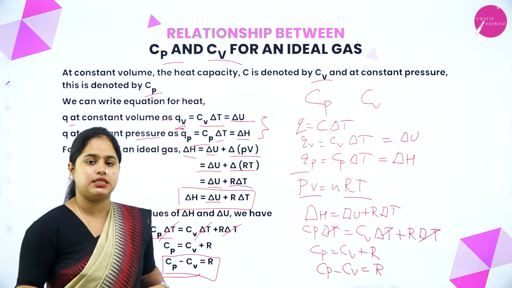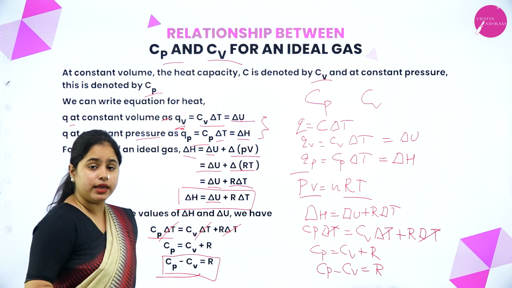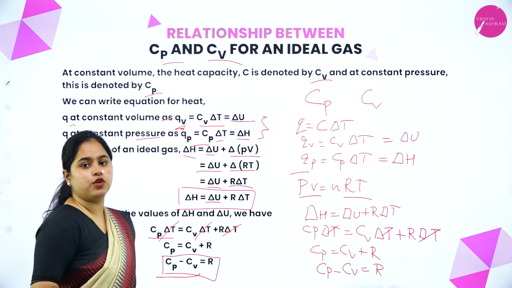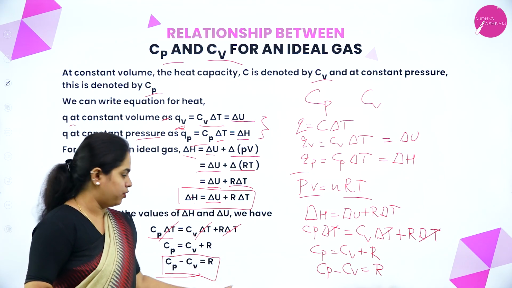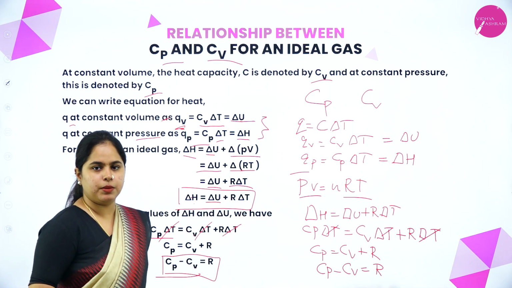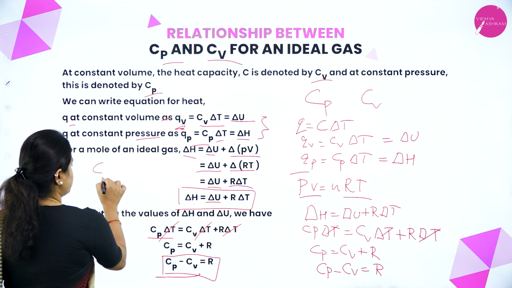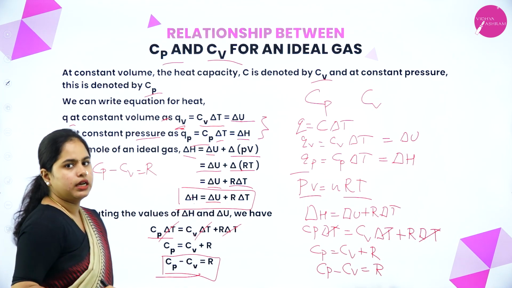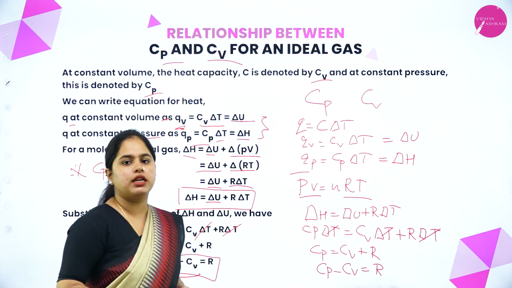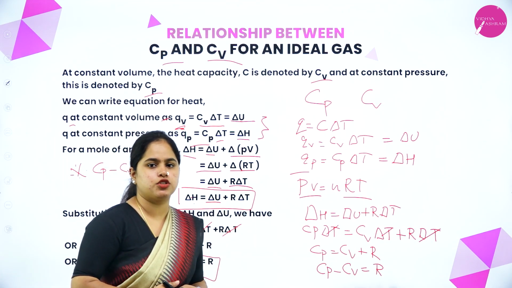That is, the heat capacity at constant pressure and constant volume. The difference of that will give you the ideal gas constant. So, the difference between Cp and Cv will give you the gas constant. Cp minus Cv is equal to R. This is a very important relationship. I hope the relationship between Cp and Cv is also clear for you.